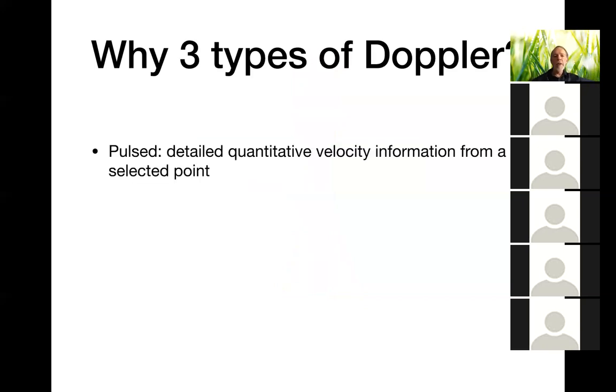So why are there three kinds of Doppler? Pulsed, color, continuous wave. And the answer is that they each have a separate role. Pulse Doppler gives detailed quantitative velocity information from one selected point. And you can position that point anywhere at all within the grayscale image and get that information. But pulse Doppler has the really important limitation that you cannot measure very high velocities because the Doppler shifts will exceed the Nyquist limit and you won't be able to display them correctly. So we come back to that, remember, next term.